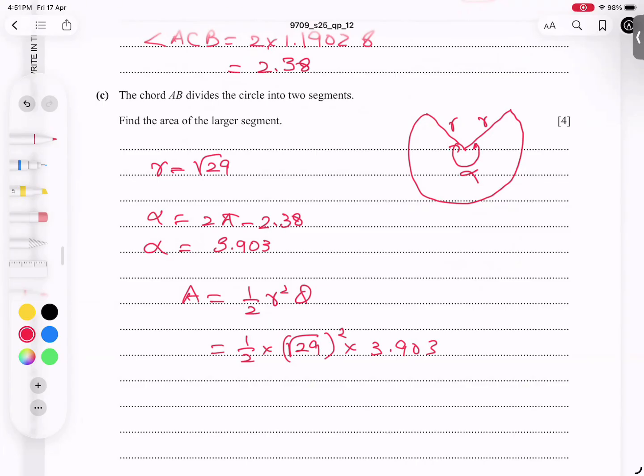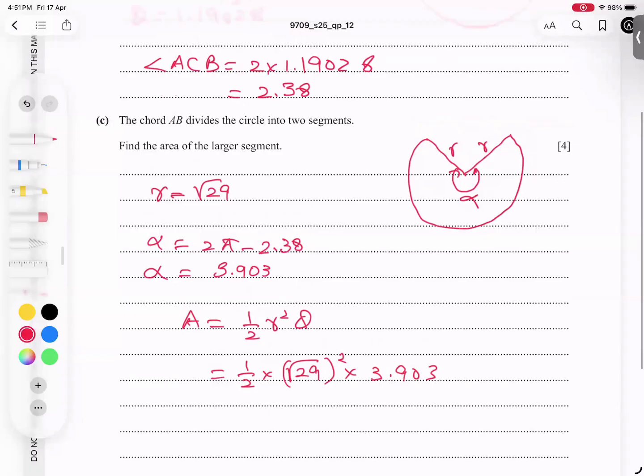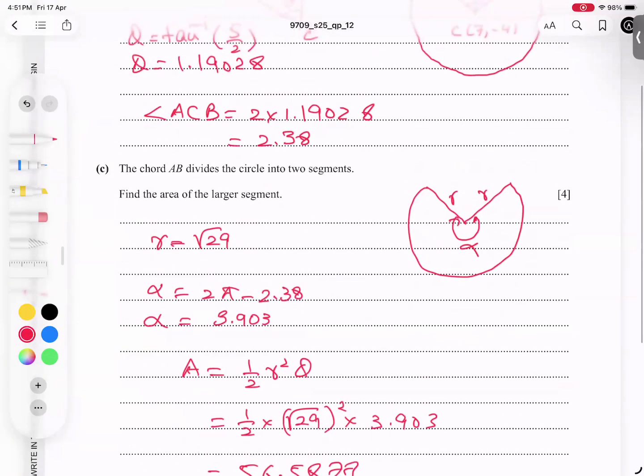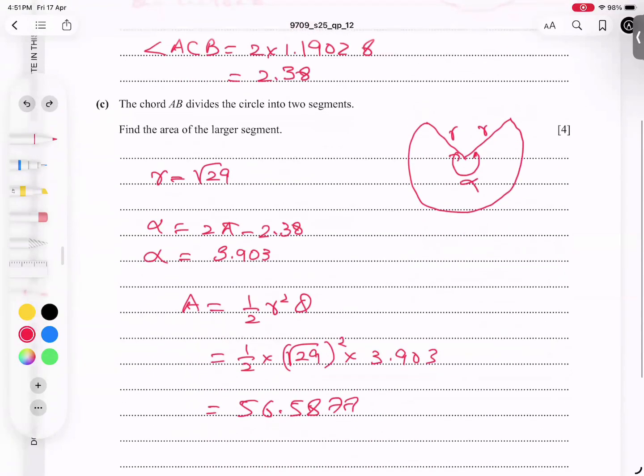One minute, let me check. Sorry, he's asking for the segment, not a sector. Segment means not only this. This is a correct answer, I got 56.5877, but for the segment, if I divide the circle, look once again. I thought sector. This is called a segment, and this is also called a segment.